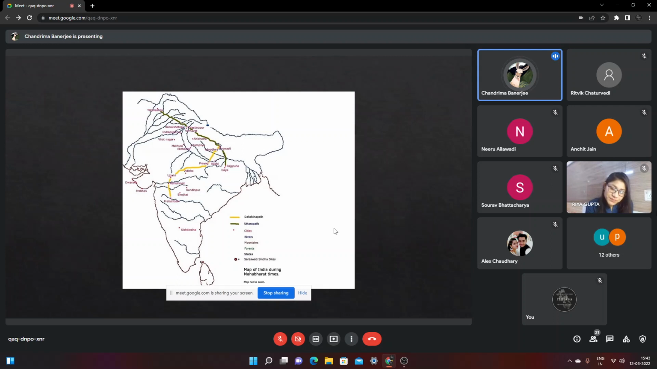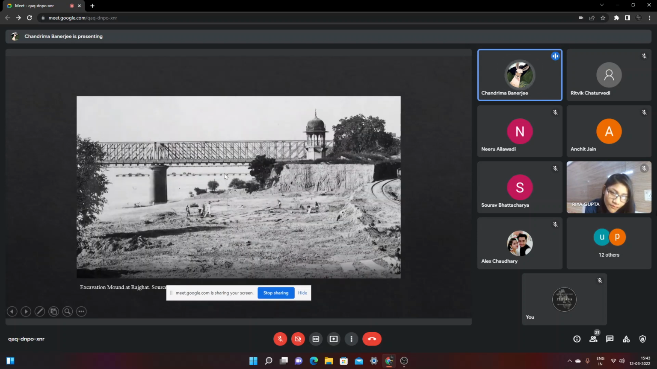As you can see, the yellow line marks the Dakshinapath. The green line is the Uttarapath. Is my arrow visible? Yeah. As you can see, Kashi is here, so it falls in this sort of trade and commercial route.